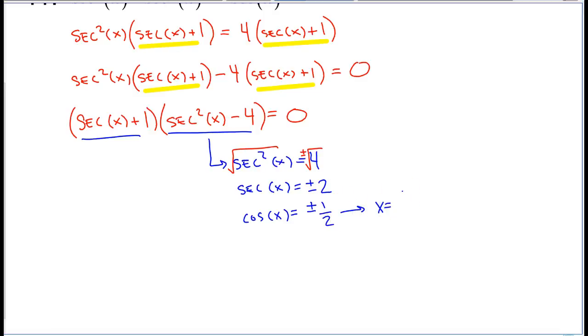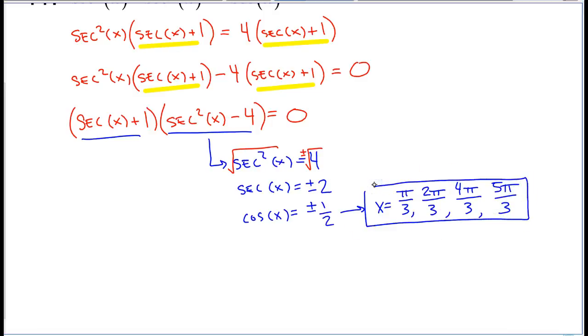And I know values on the unit circle that'll have that. That occurs at x equals pi over 3, 2 pi over 3, 4 pi over 3, and last but not least 5 pi over 3. So those 4 values will turn this factor, secant squared of x minus 4, into 0. Therefore, those are 4 solutions to this equation.